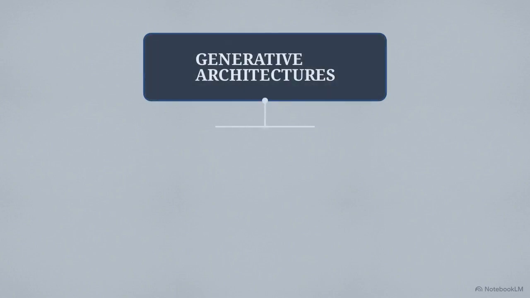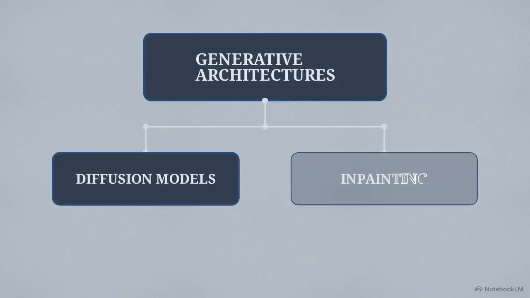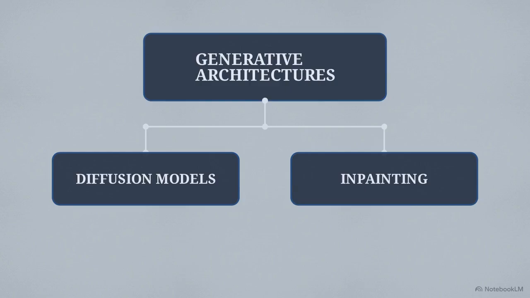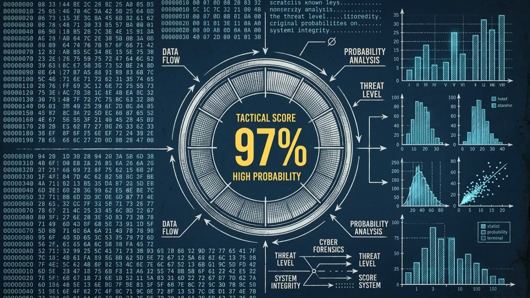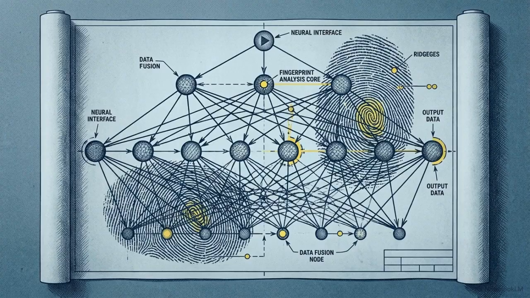Our analysis categorizes these markers by their generative architecture, focusing on diffusion models and in-painting techniques. Establishing proof of forgery requires a transition to a strict probabilistic assessment model. This protocol provides the tactical blueprint required for the modern digital forensic toolkit.